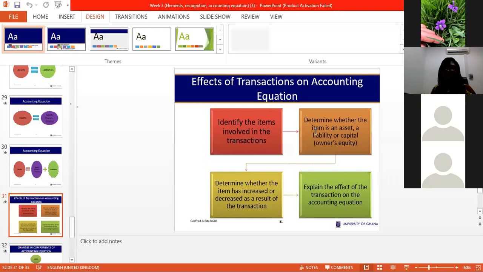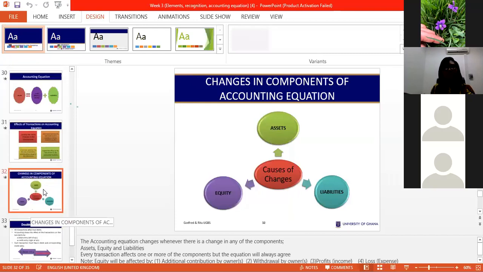Determine whether the item is an asset, a liability, or capital. Then you have to determine whether the item has increased or decreased, and by how much. Then you explain the effect on it. I would go with an example. So how do they change?